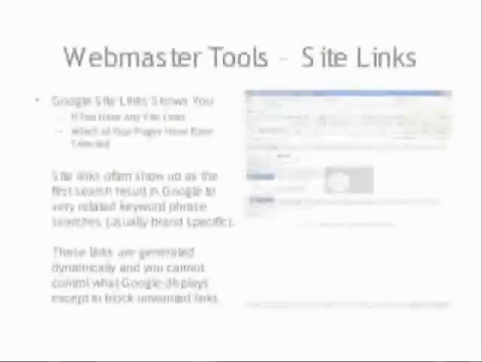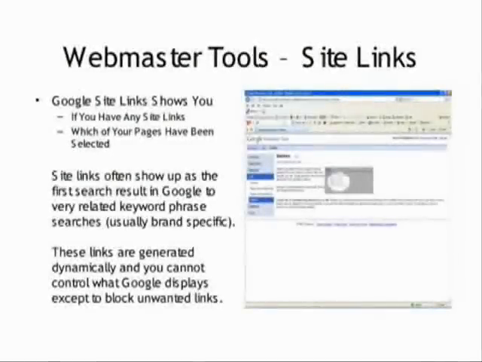Site links is a relatively new development with Google. You might have done queries recently where whoever's holding that top spot has four or five different links that go to different sections of their site. It's usually centered around brand. If you look up Apple, you probably get Apple.com, and the first thing that you'll see in Google is a site links listing. So it's not only Apple, but the various subsections that they pull out.